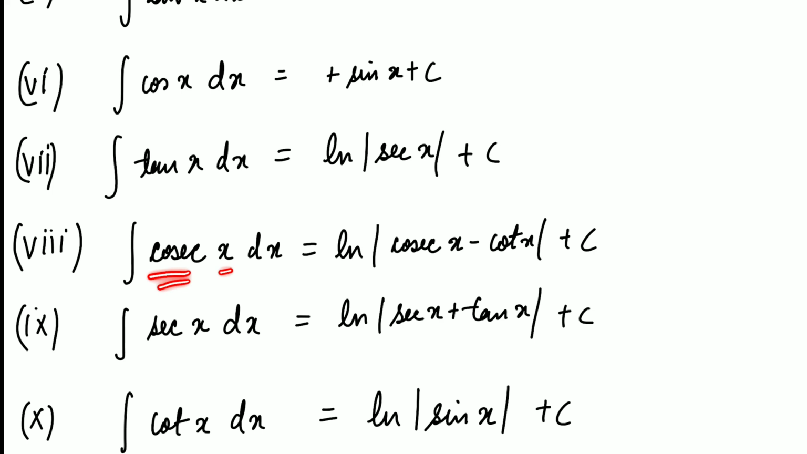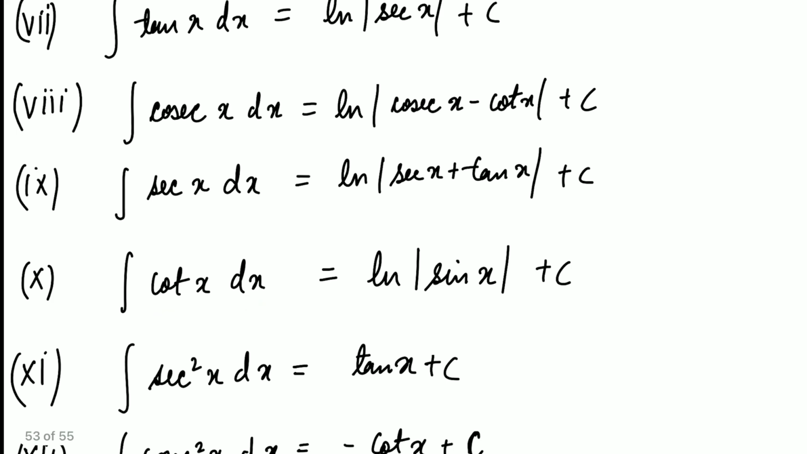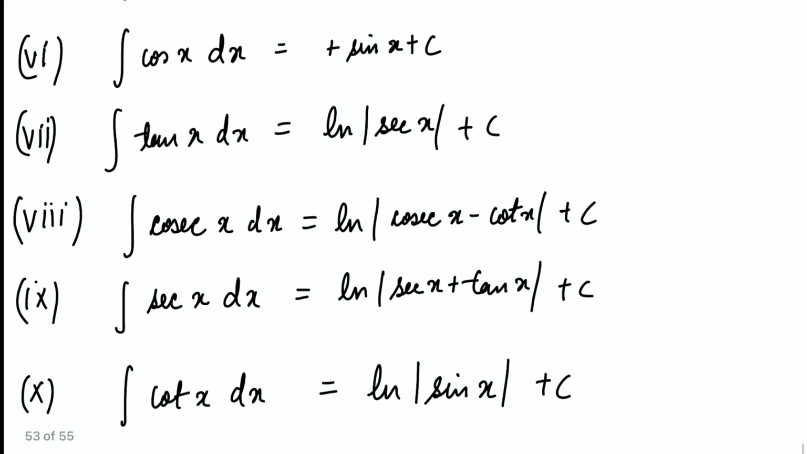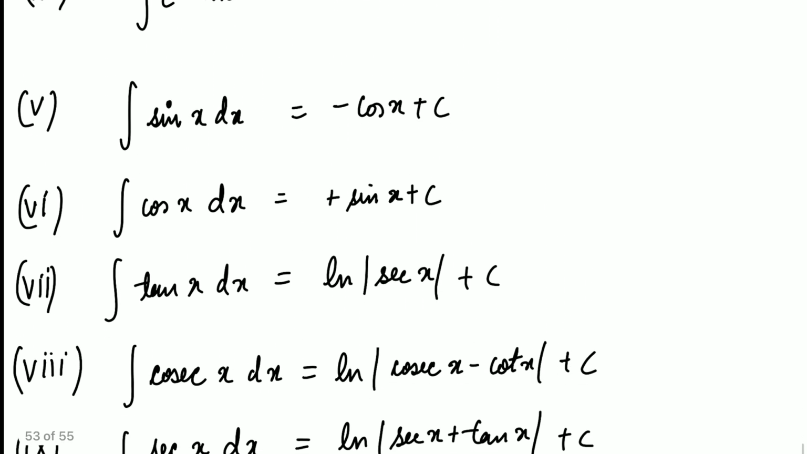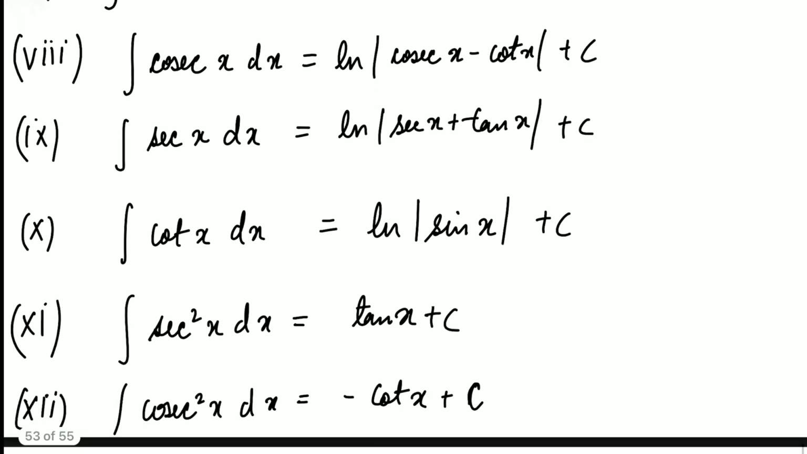Integration of cosec x dx, the answer is natural log cosec x minus cot x plus c. Integration of sec x dx, the answer is natural log sec x plus tan x plus c. Integration of cot x dx, the answer is natural log sin x plus c. Integration of sec square x dx, the answer is tan x plus c. Integration of cosec square x dx, the answer is minus cot x plus c. So these are some integrations which you have to remember, because wherever these integrations come up in physics, just apply the direct formula and just do it, right? Okay, great.